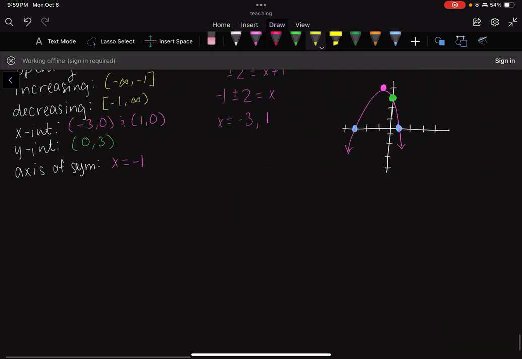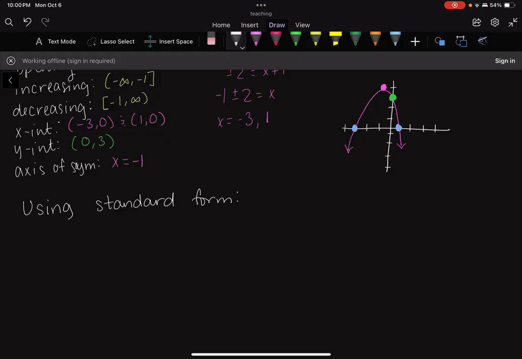Okay, let's now talk about what if we do not want to move to vertex form. If you don't want to move to vertex form, you can use standard form to get your vertex. Here's what it'll look like. Your vertex is negative b over 2a, comma, f of negative b over 2a.